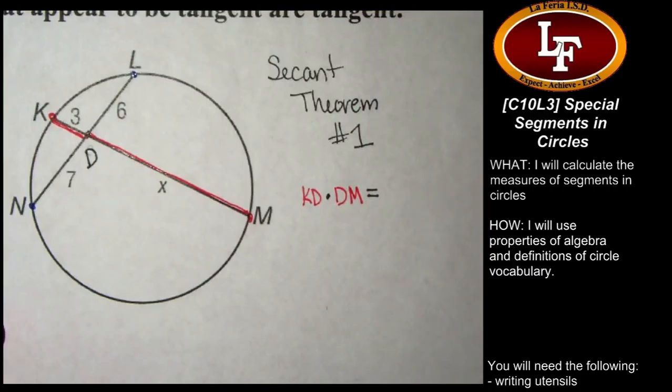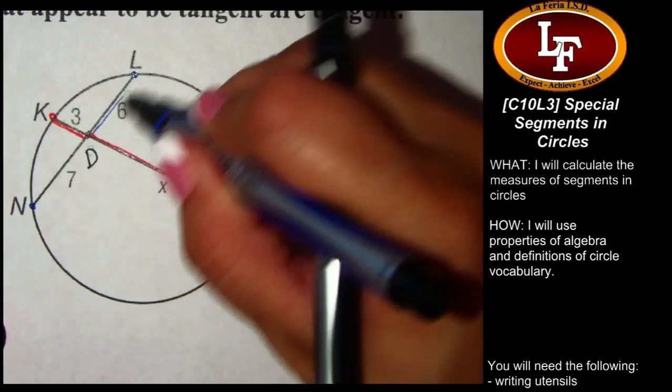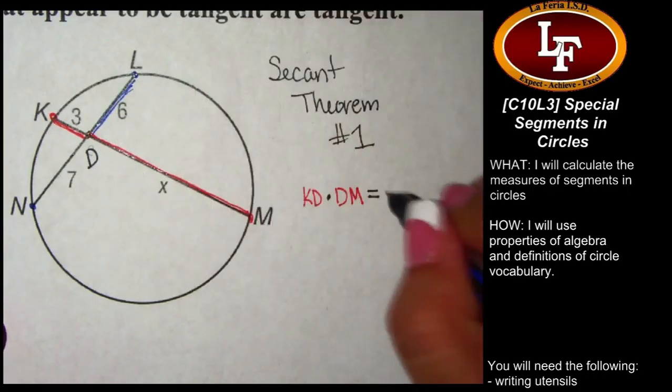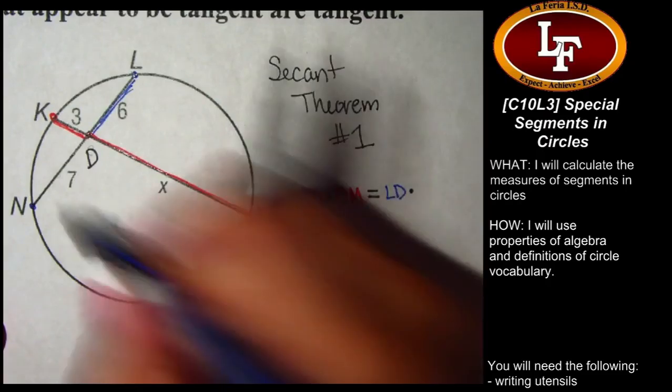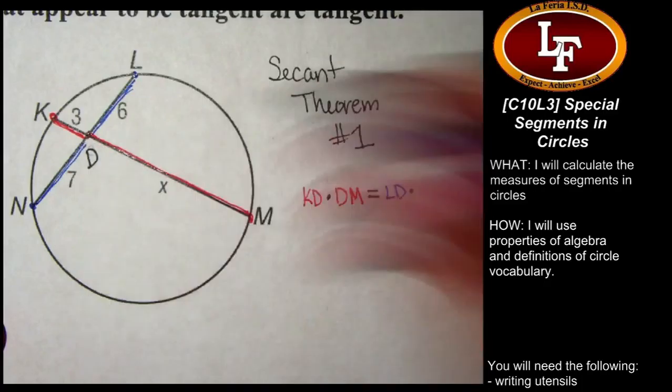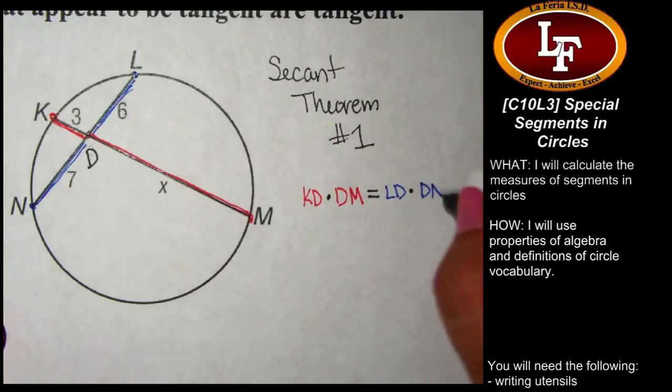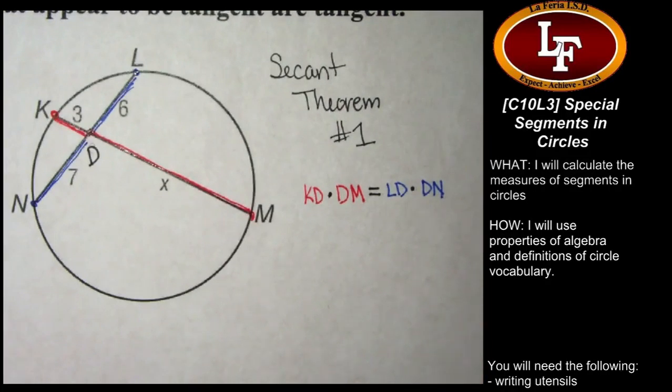L to N. But we want to look at the parts. So we're going to look at the part L to D, and we're going to multiply that by this part over here, D to N. All right, makes sense what we did so far? Yes. All right, let's substitute what we know.